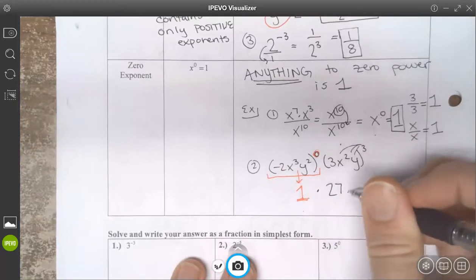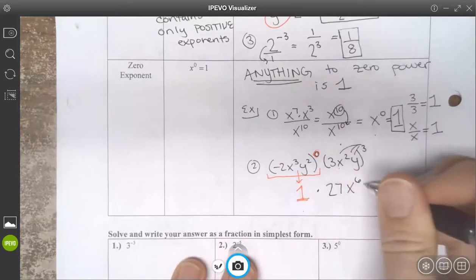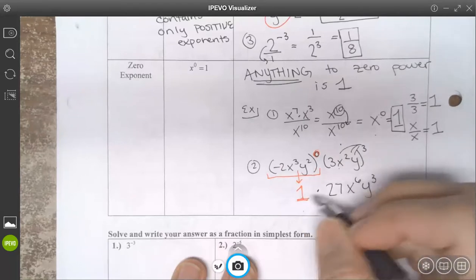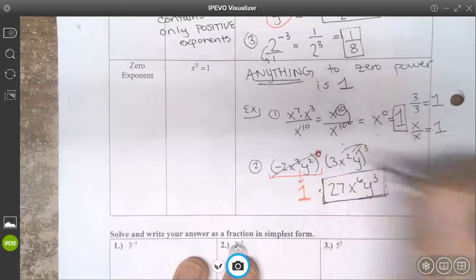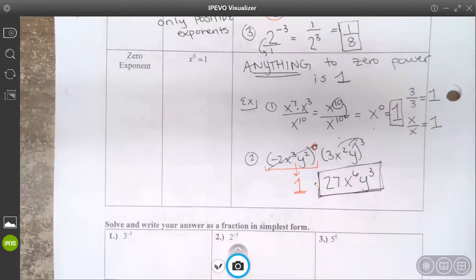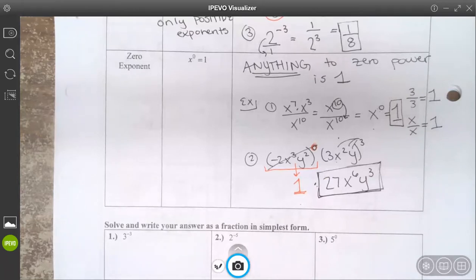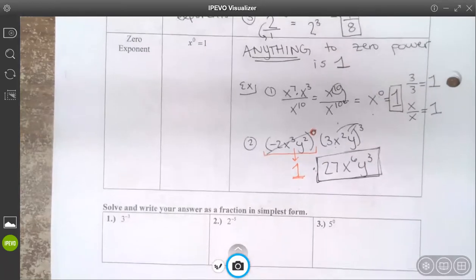3 cubed is 27. X squared cubed is x to the 6. Y cubed. And 1 times this is just going to be this. So really it just kind of almost gets rid of it when I have it there. Okay, so let's look at a few examples and get some practice with these new properties.